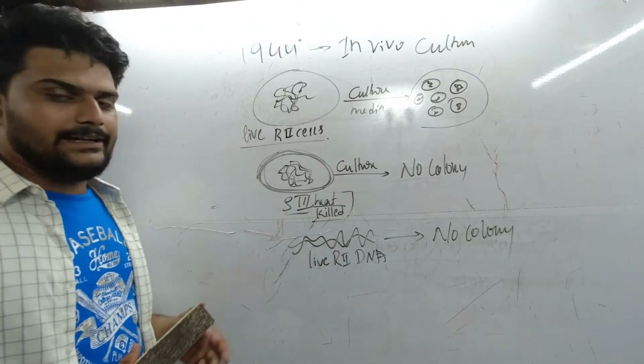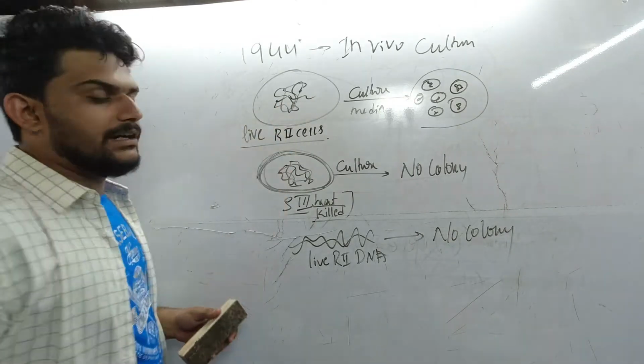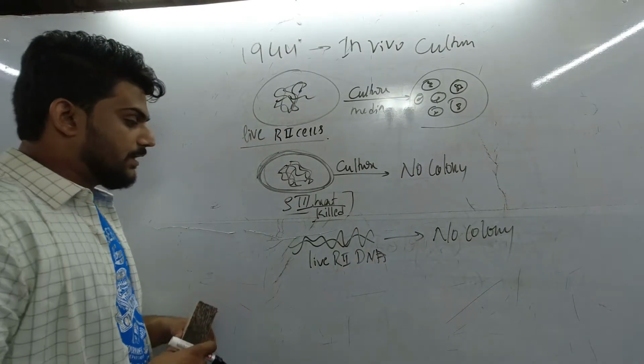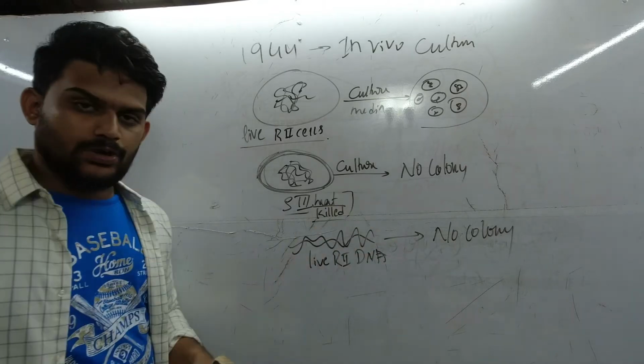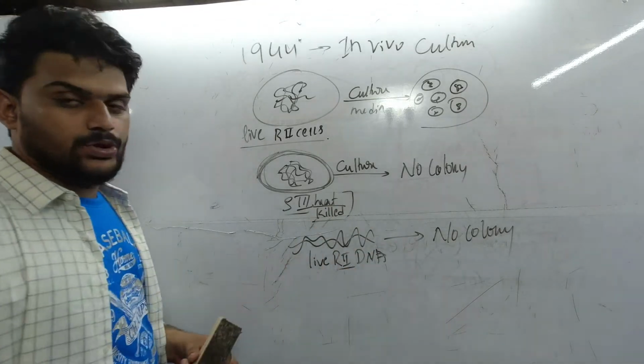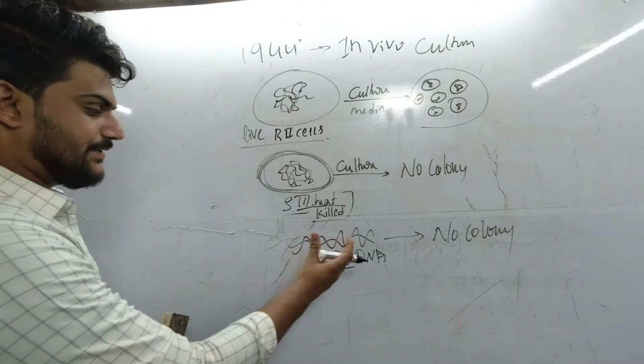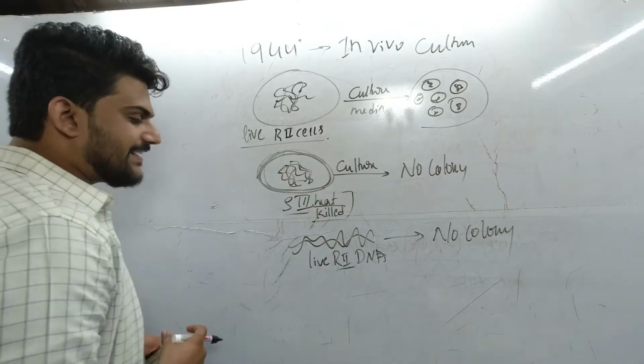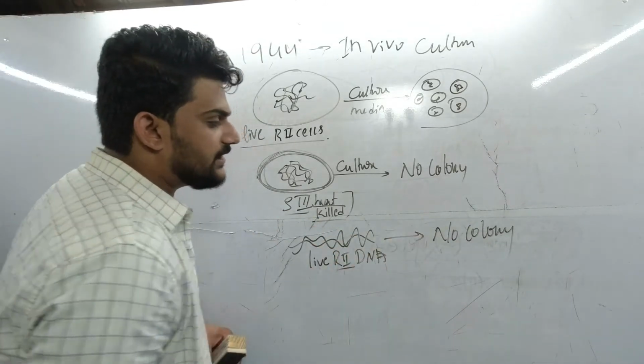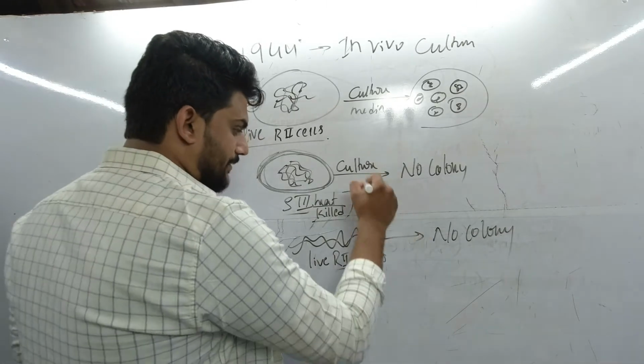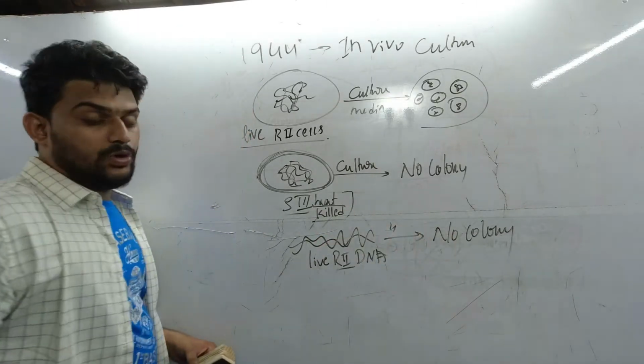Now they again isolated DNA from the live R2 strain, that is, the live R2 strain DNA was taken out, isolated, and they again provided it in a culture media. The same thing happened, and there was no colony generated.